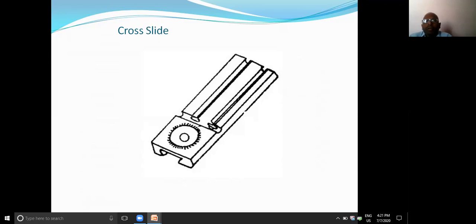So whenever this cross slide is given some motion, the name itself indicates slide. It slides. How does it slide? It slides in the cross position. Slide means it can move. How does it move? It can move in the cross position, that means the perpendicular position. That's why this is called a cross slide.